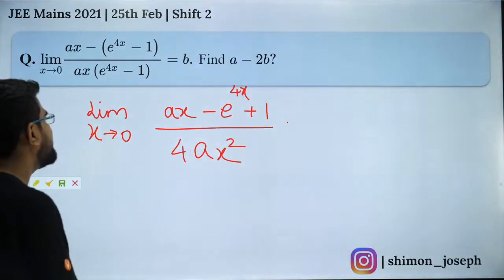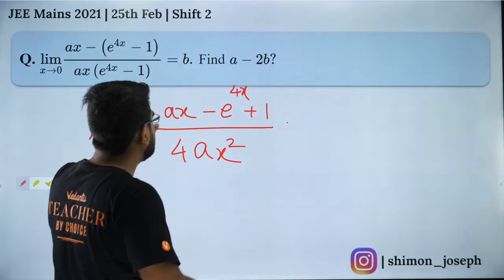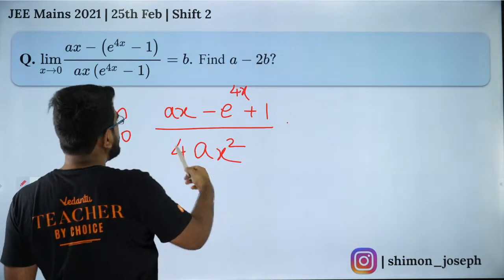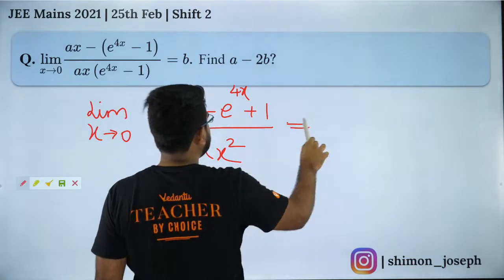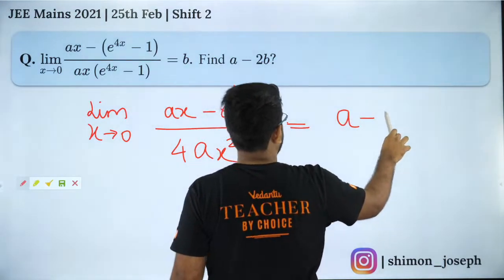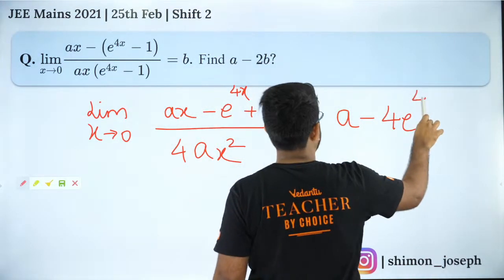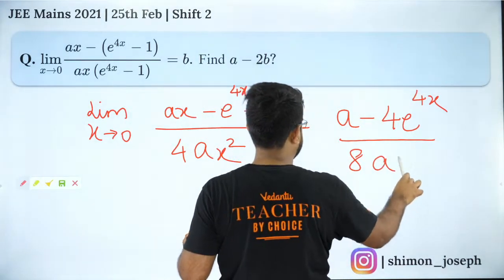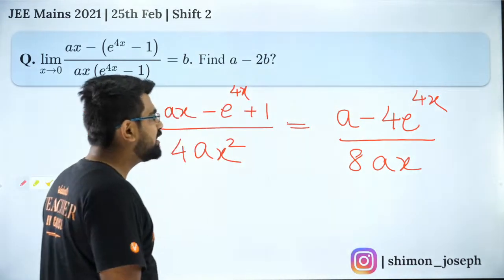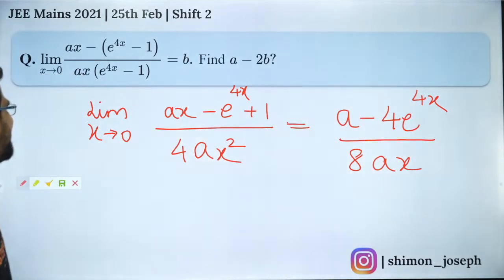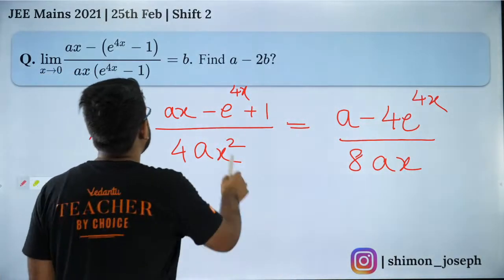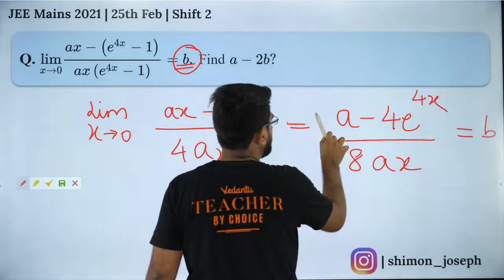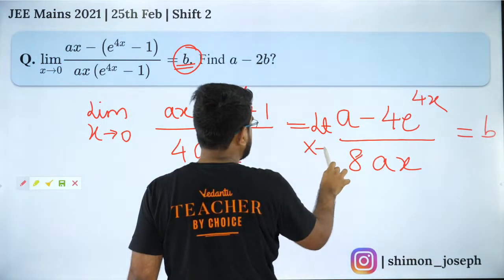So how will I solve this? Let's all have a look at it. I will use L'Hopital because if I put 0, I will get 0 by 0. So I can use L'Hopital and differentiate. You will get (a minus 4 times e to the power 4x) divided by 8 times ax. So that is your limit, and it's a finite limit because this is a finite number. So this is equal to b as x tends to 0.